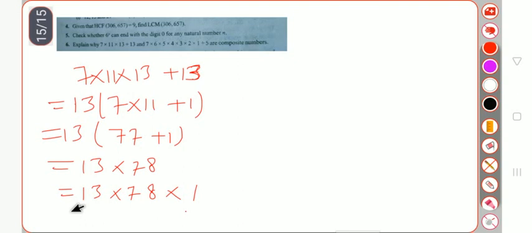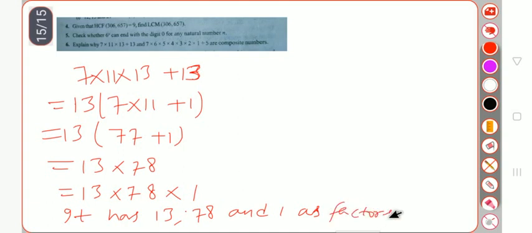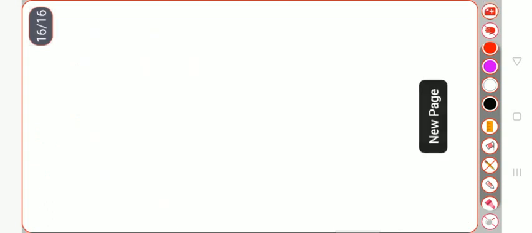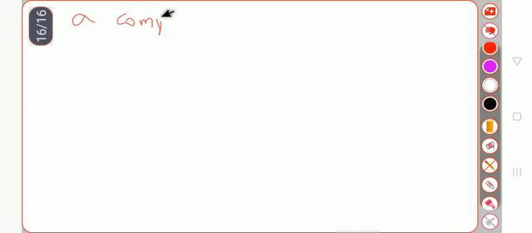So it has 13, 78 and 1 as factors. So it is a composite number.